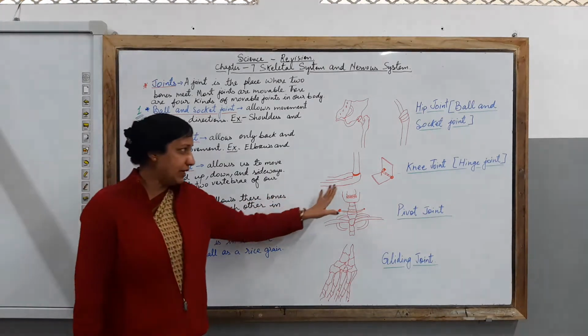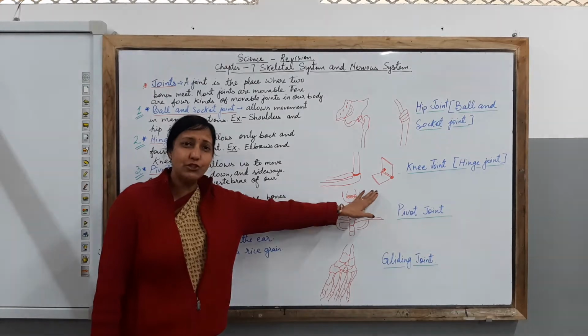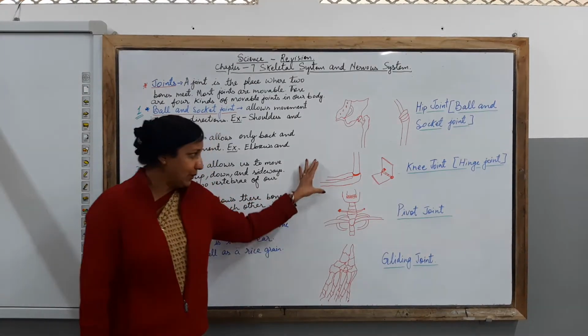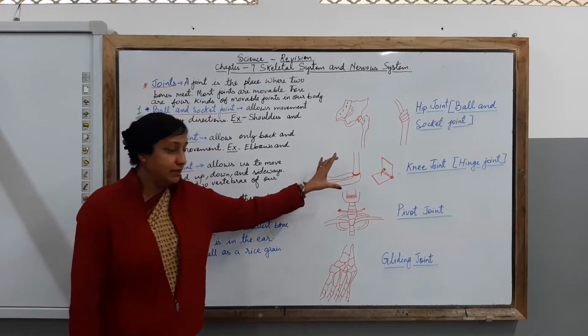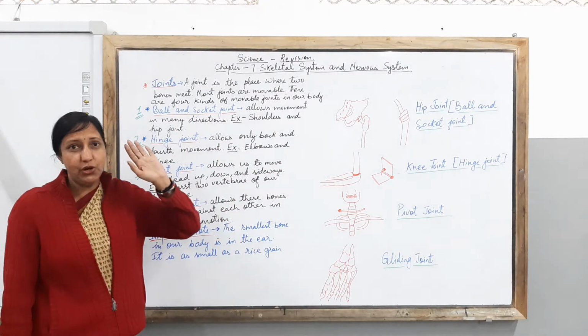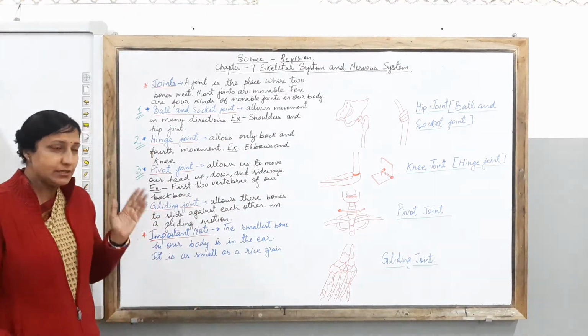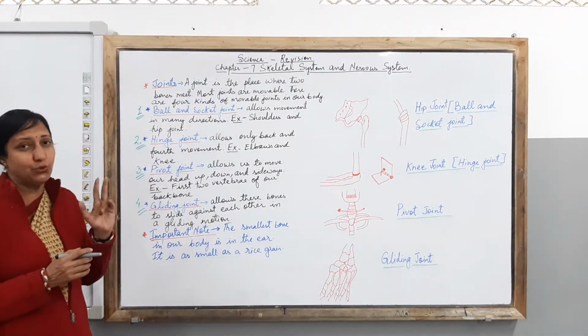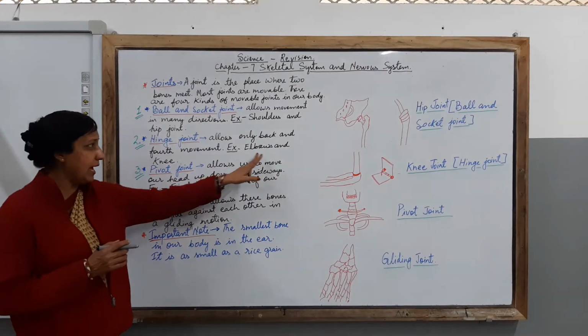It is placed at your knee, and this is known as your which joint, children? Hinge joint. So try to understand. This is your elbow, and this is located at your knee. So this is how it is located at 2 places. Again, you have to remember the 2 examples: elbows and the knee.